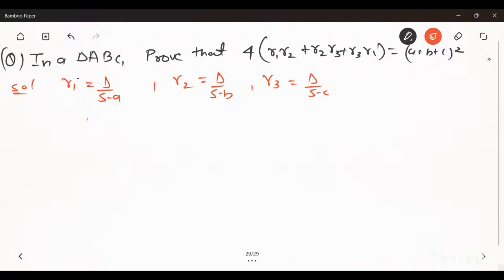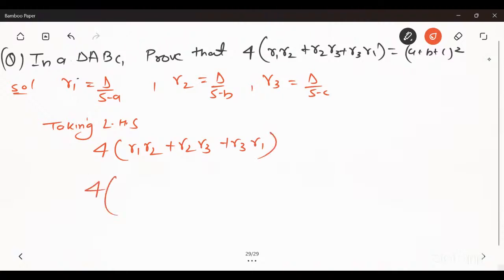So we know that R1 equals delta upon S minus A, R2 equals delta upon S minus B, and R3 equals delta upon S minus C. Now put these values one by one in the LHS. Firstly taking the LHS, it is 4 times (R1 R2 plus R2 R3 plus R3 R1). Now put the values one by one.